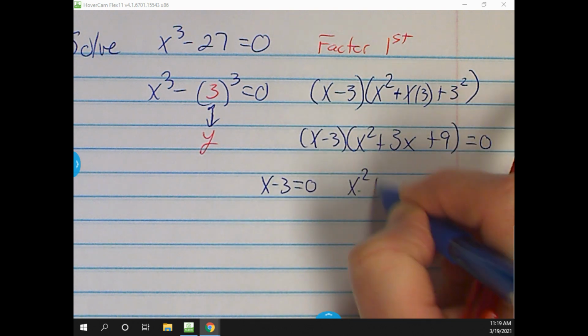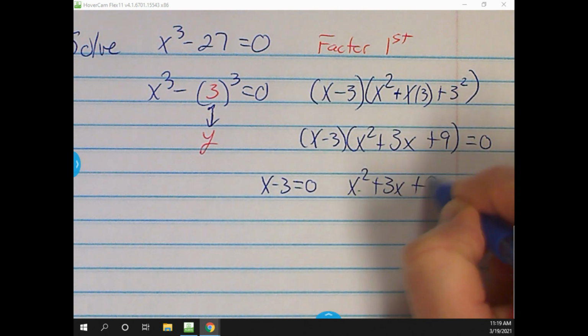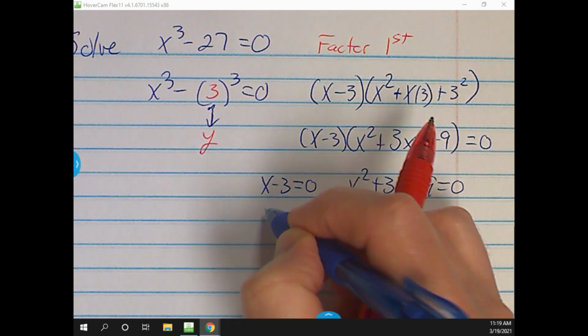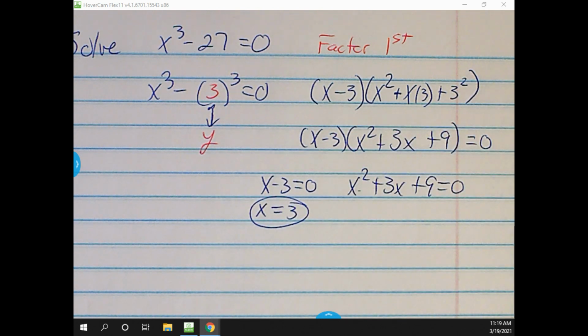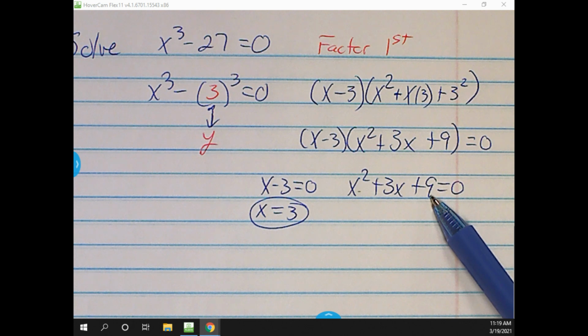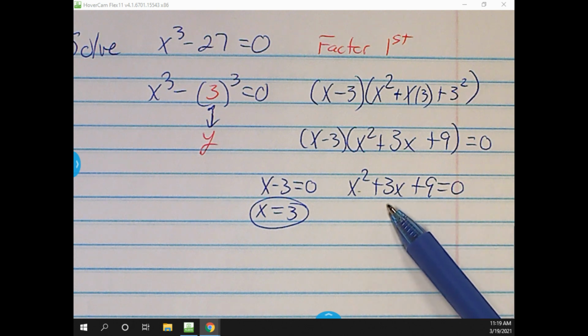All right, and then to solve it, we said we would set each parentheses equal to 0. This one's really easy. Just add 3 to both sides, you get x equals 3. For this one, we've already said there's no factors we're going to find of 9 that's going to get us to a sum of 3. It's just not there. There's nothing we can do to do that one.